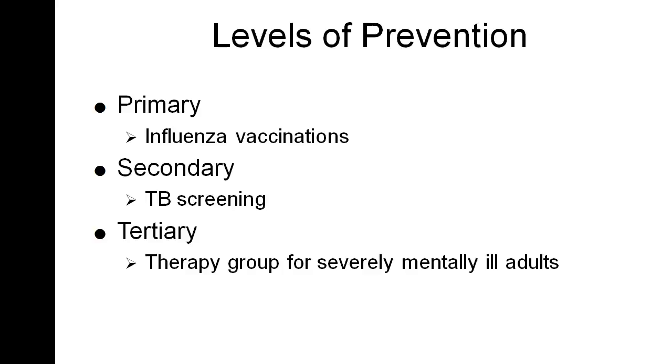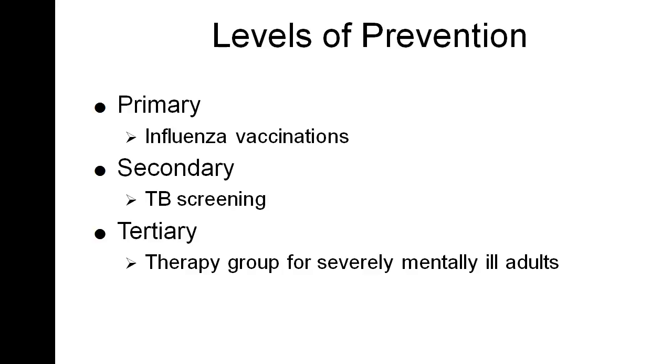Then there's secondary. Secondary is catching a disease early or preventing sequela from the disease. So a flu vaccine in someone with COPD is secondary, right? Because they already have lung issues. You're trying to prevent it from getting worse with early intervention.